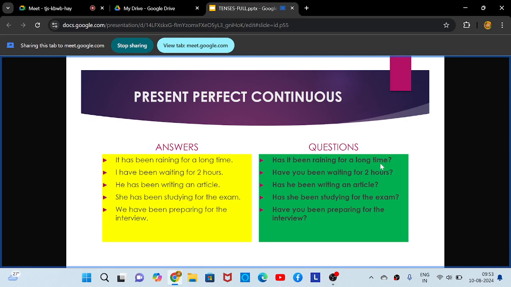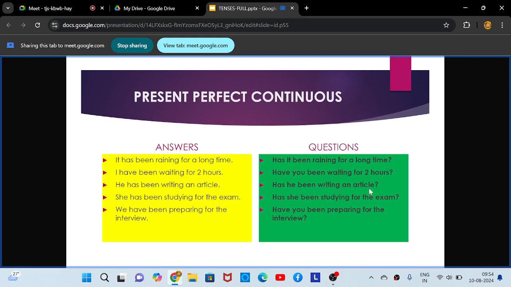So where do we use present perfect continuous tense? It is to show actions that started in the past but still continue. Actions that started in the past and still continue are said to be in present perfect continuous tense. So, has it been raining for a long time? It means, did it start raining a long time before and is it still continuing? So the answer is yes, it has been raining for a long time. Next, have you been waiting for 2 hours? Yes, I have been waiting for 2 hours.